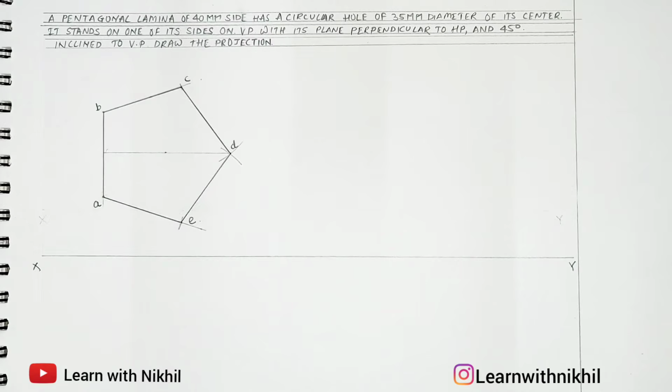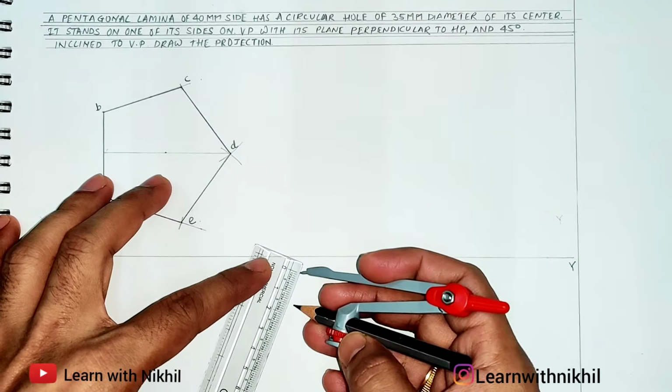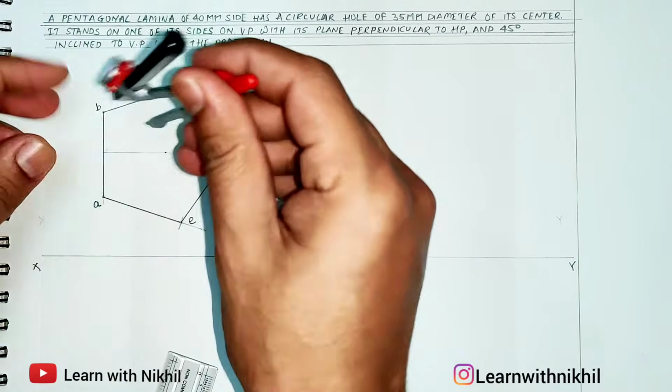So from this point we will draw a circle, that is a circular hole of diameter 35 millimeter. So take the radius accordingly on the scale and draw the circle.